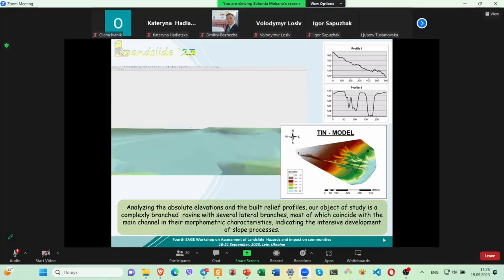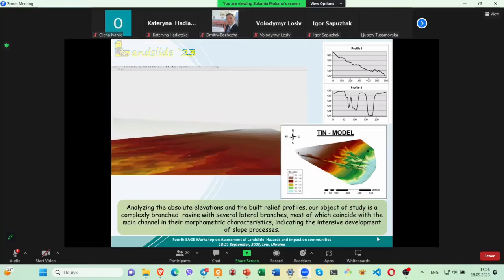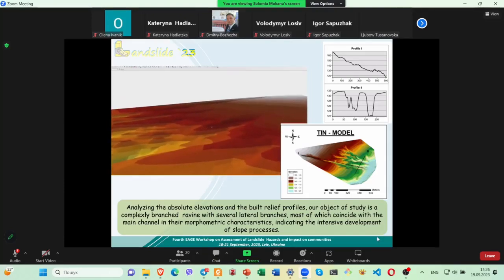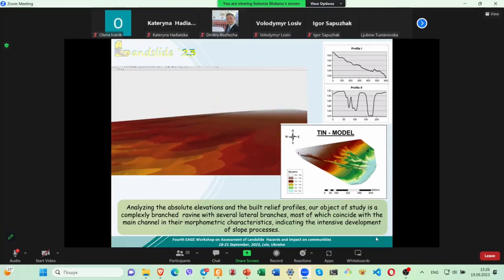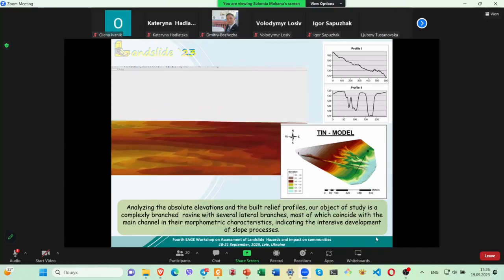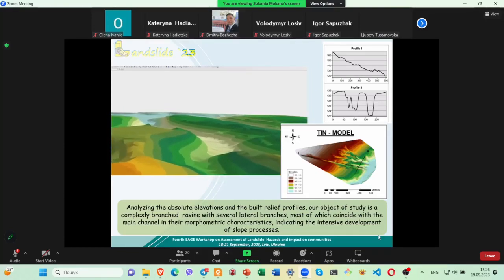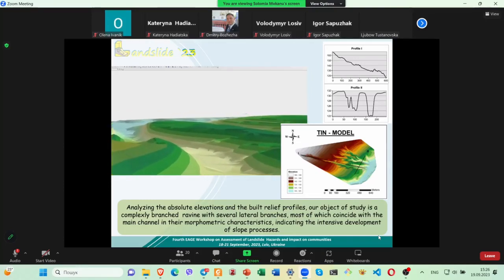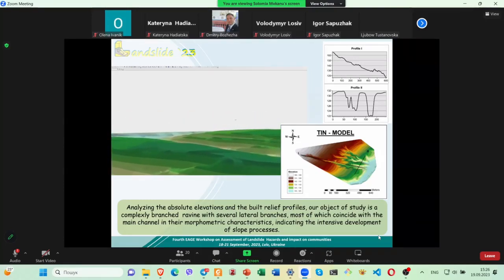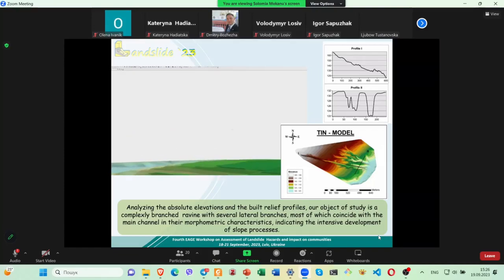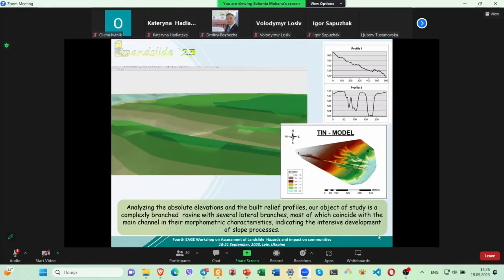The cross-section shows V-shaped profiles, which indicates that the ravine is young and continues to develop in this part of the branch. Thus, we can trace the development of the ravine through different stages of development, from young to old age. So, next.